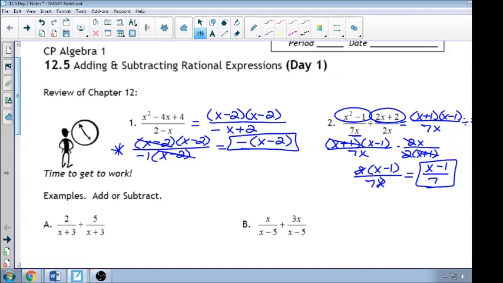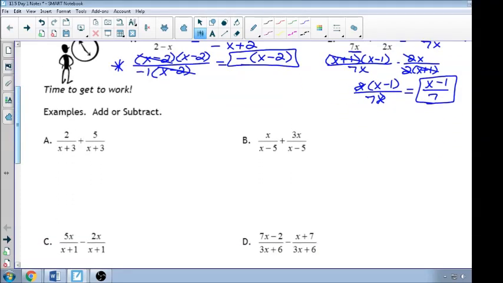All right. Now, let's talk about our new lesson. Our new lesson is adding and subtracting fractions. The first thing that we need to remember about adding or subtracting fractions is that our denominator must be the same. When our denominator is the same and we're adding or subtracting fractions, then all we have to do is add or subtract the numerators. Okay? So let's look at example A.